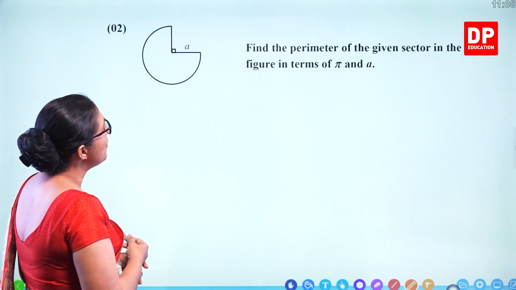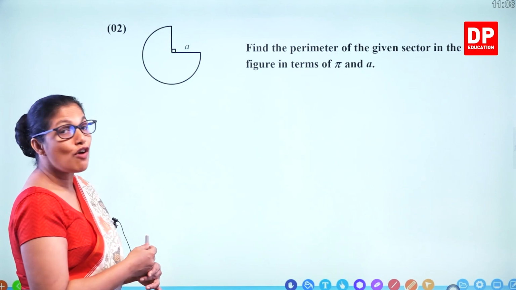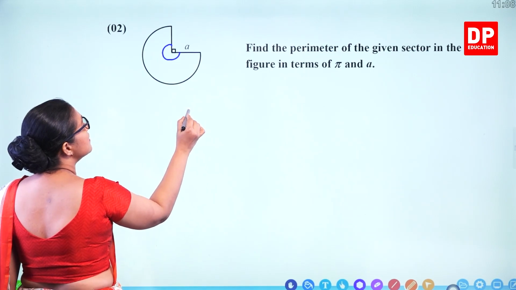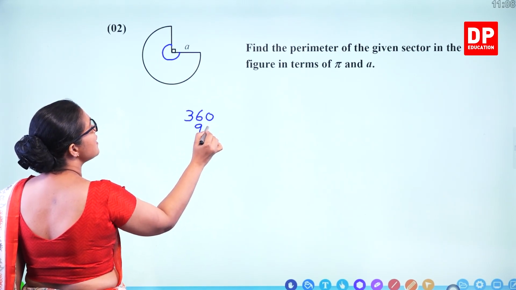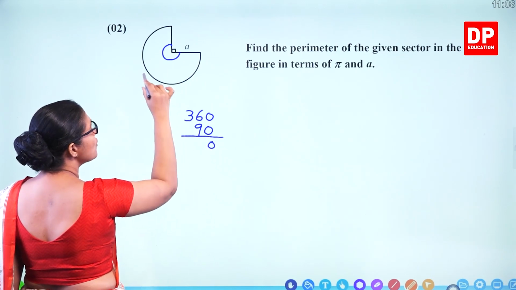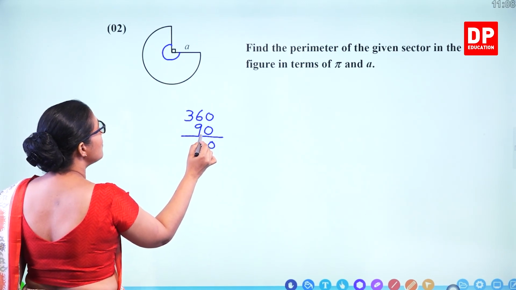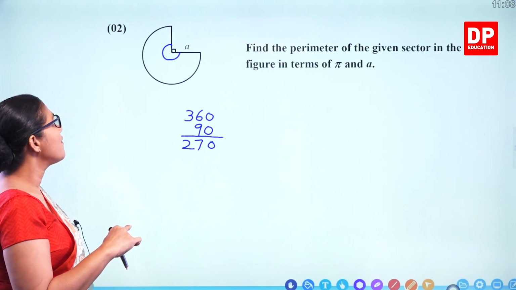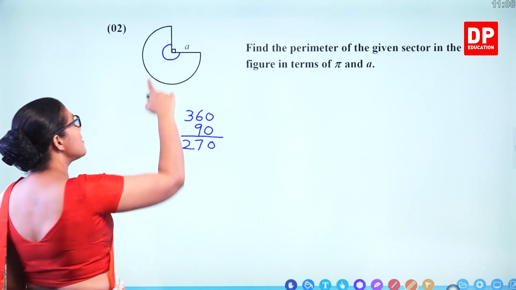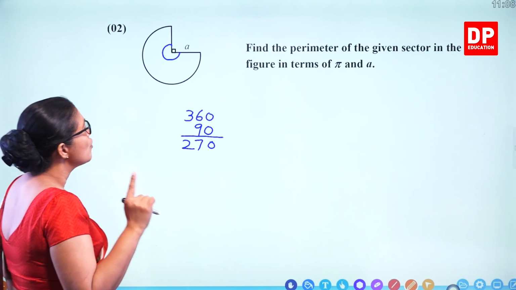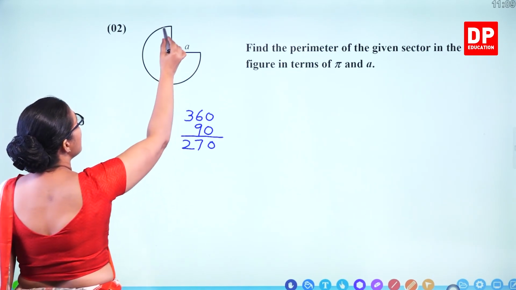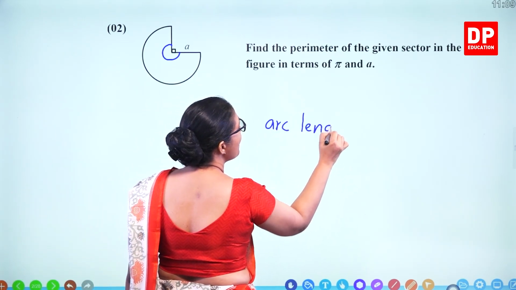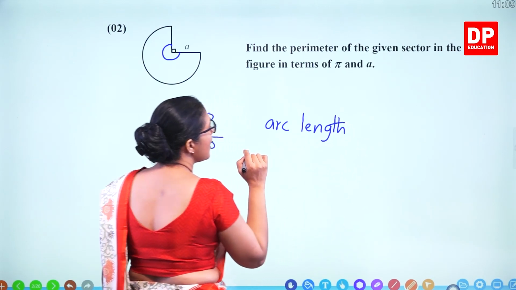Question number 2. Find the perimeter of the given sector in the figure in terms of pi and a. This is 90. What's this angle? 360 minus 90, you get 270. So 270 over 360 is actually 3/4. If you can see this is 3/4, you can straight away use that. So what is the arc length of this? We'll find the arc length, because for perimeter you need the arc length as well.